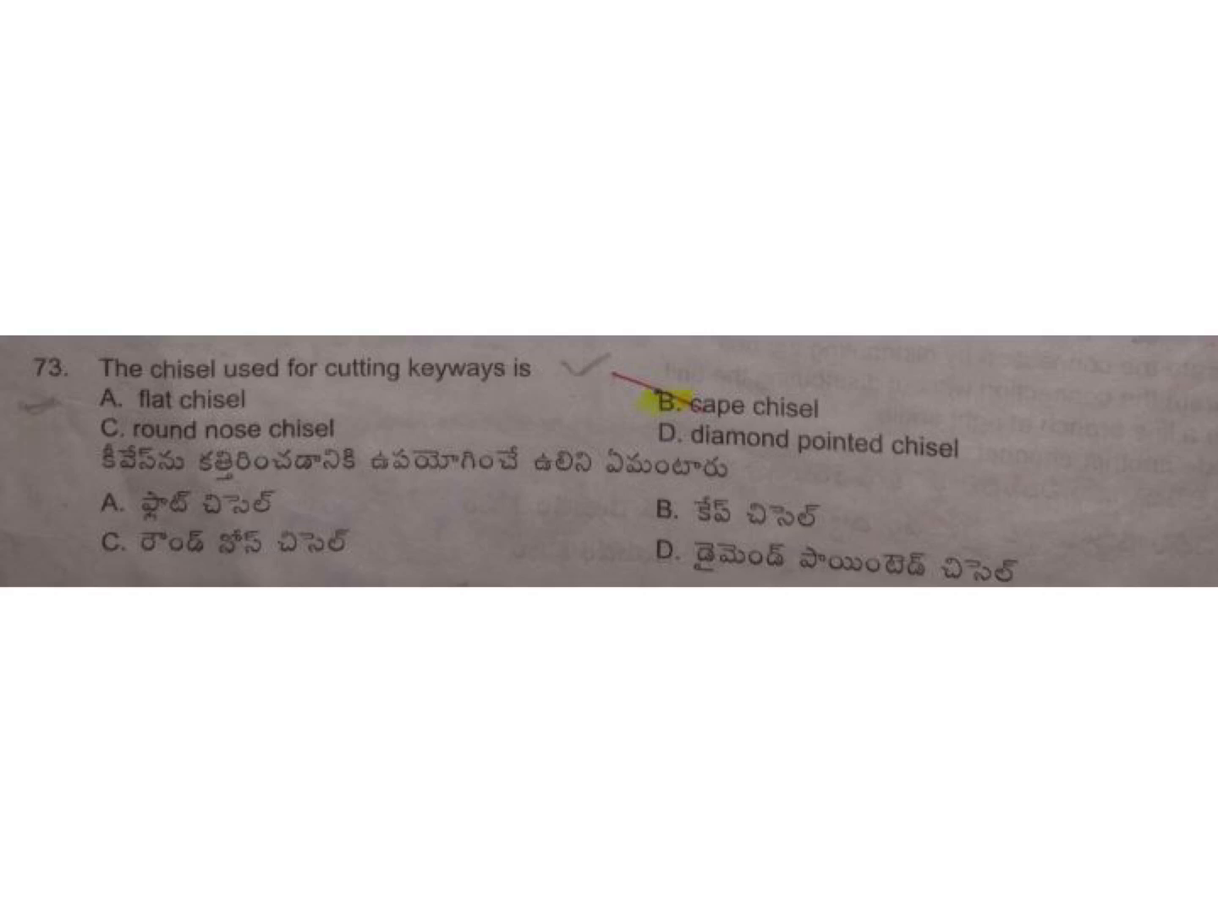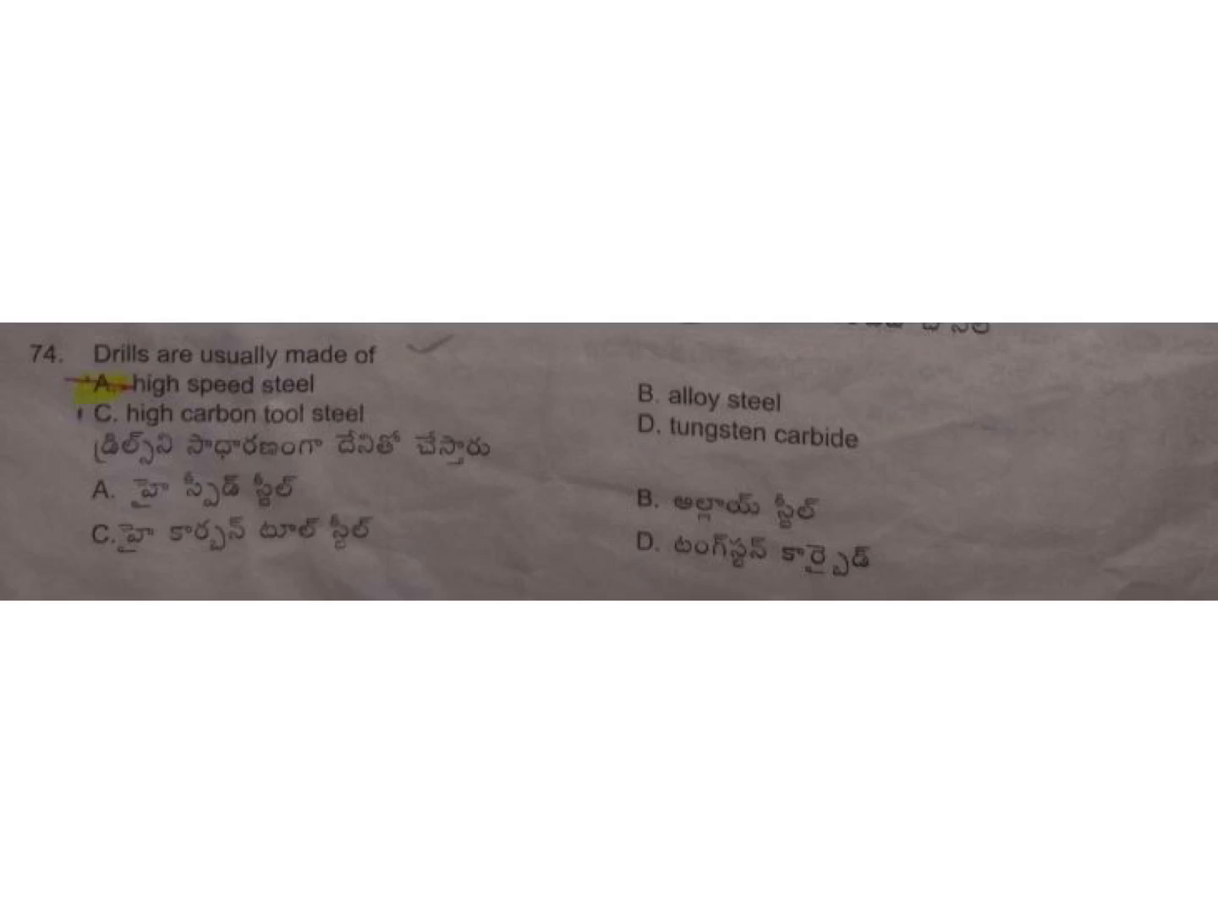For diamond pointed chisel, V grooves is the answer. Then drills are usually made of A. High speed steel, B. alloy steel, C. High carbon tool steel, D. Tungsten carbide. A is the answer. Drills are usually made of high speed steel or HSS.